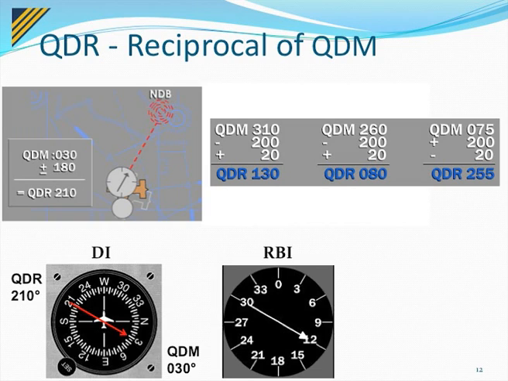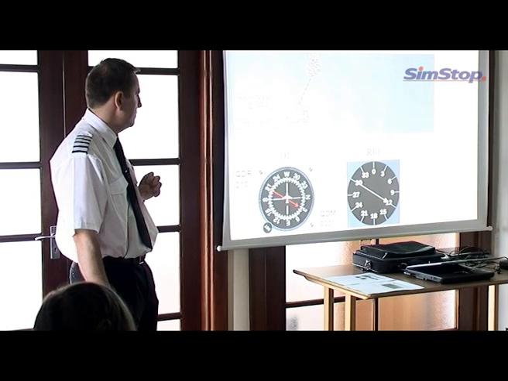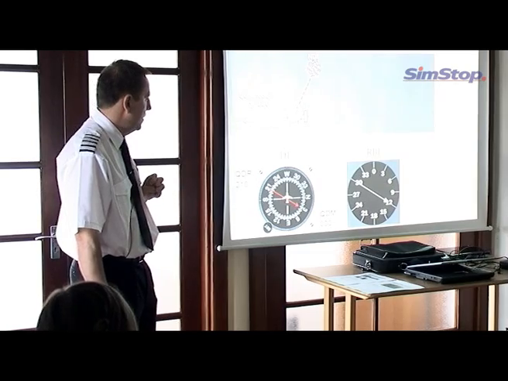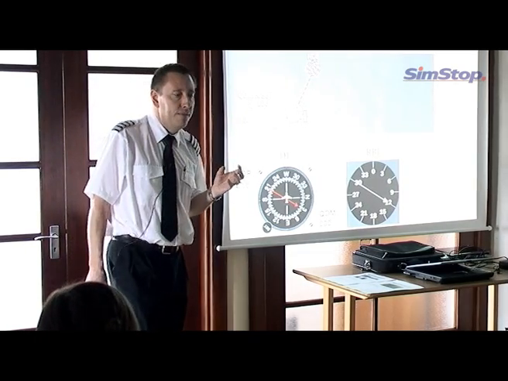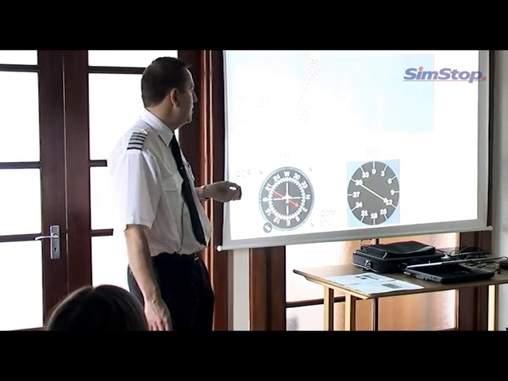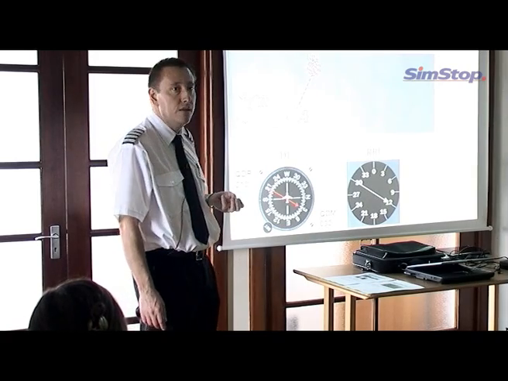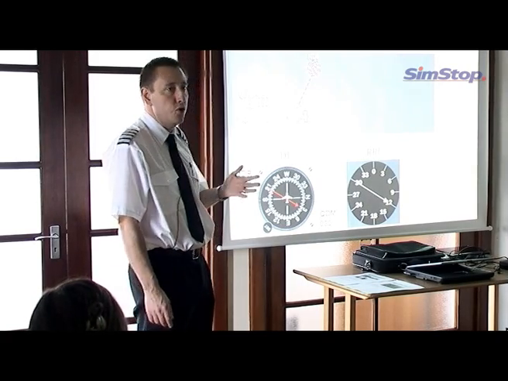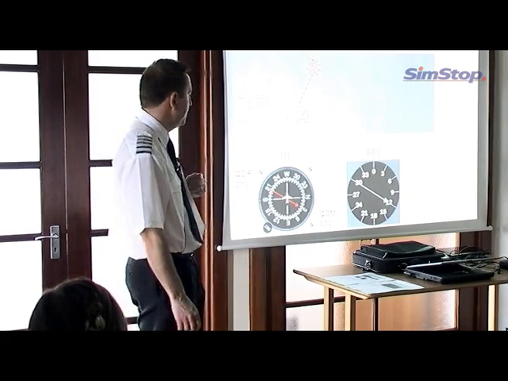We've also established then that QDR is the reciprocal, or the bearing 180 degrees removed from the QDM. And as I've just been explaining, QDM plus or minus 180 will give us our bearing from the station, or our QDR. So with a relative bearing indicator then, some mental gymnastics need to be done in order to determine what your bearing to the station or from the station is.